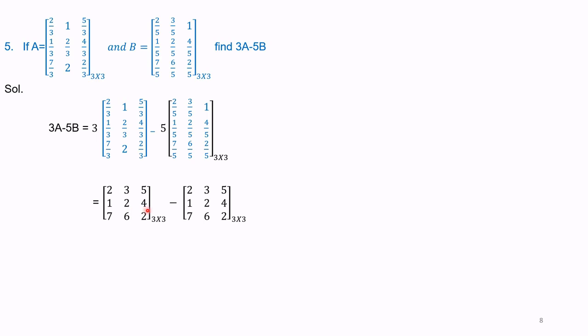From 3A, you have to subtract 5B. Let us do 5B in a similar way. 5 into 2 by 5 is 2. 5 into 3 by 5 is 3. 5 into 1 is 5. 5 into 1 by 5 is 1. 5 into 2 by 5 is 2. 5 into 4 by 5 is 4. 5 into 7 by 5 is 7. 5 into 6 by 5 is 6. 5 into 2 by 5 is 2. So we have found 3A minus 5B. Now we have to perform the subtraction operation.